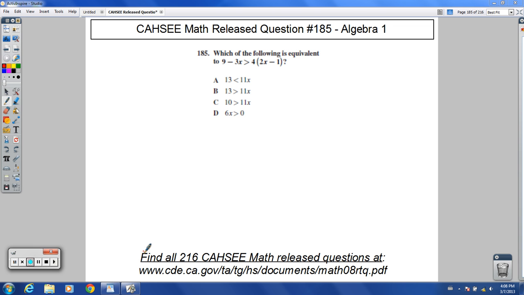This is release question 185 for CAHSEE Math, similar to what we just had in 184 if you happen to watch that video. Same idea, but this time with an inequality instead of an equation. So I want to distribute this 4.